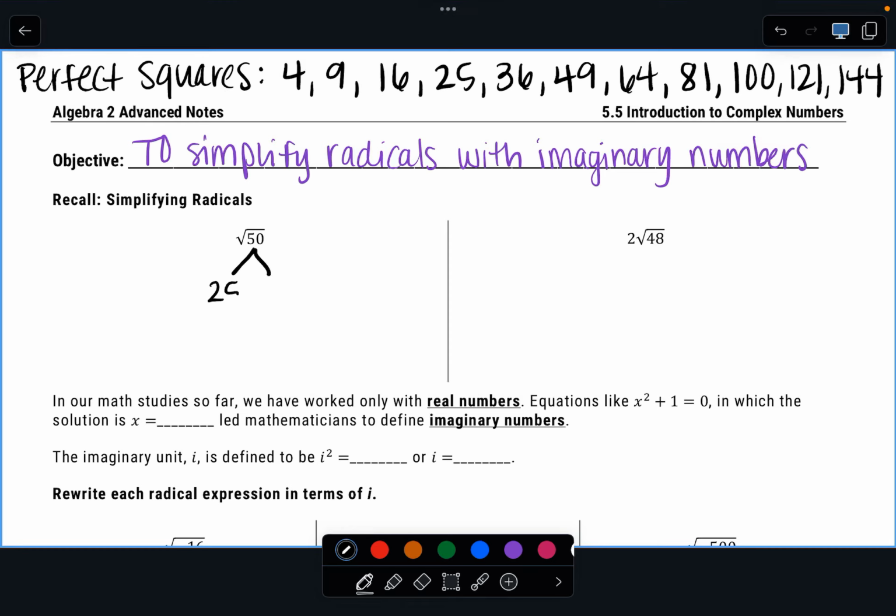50 as 25 and 2. Whenever we go in, it's kind of like you're taking the square root of each of those factors. So I'm going in and taking the square root of 25 and the square root of 2. What is the square root of 25? 5. So my answer is 5 square roots of 2.